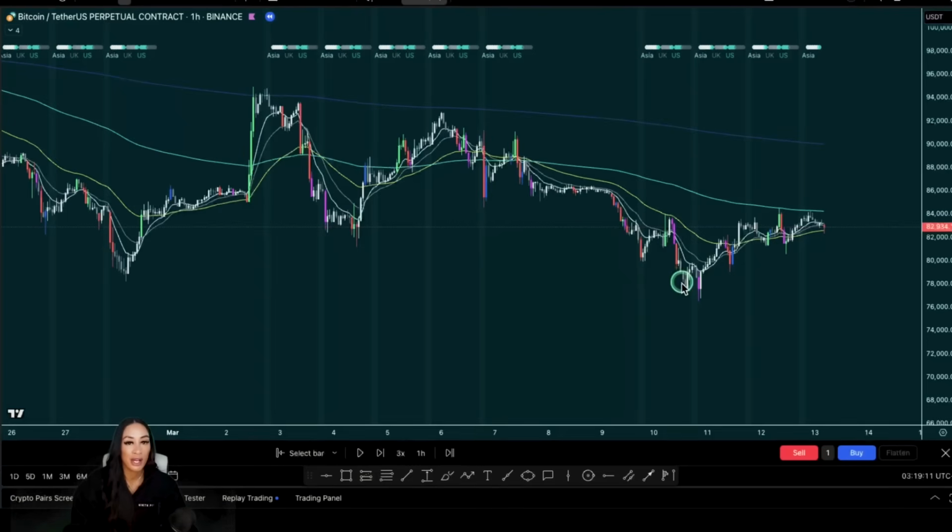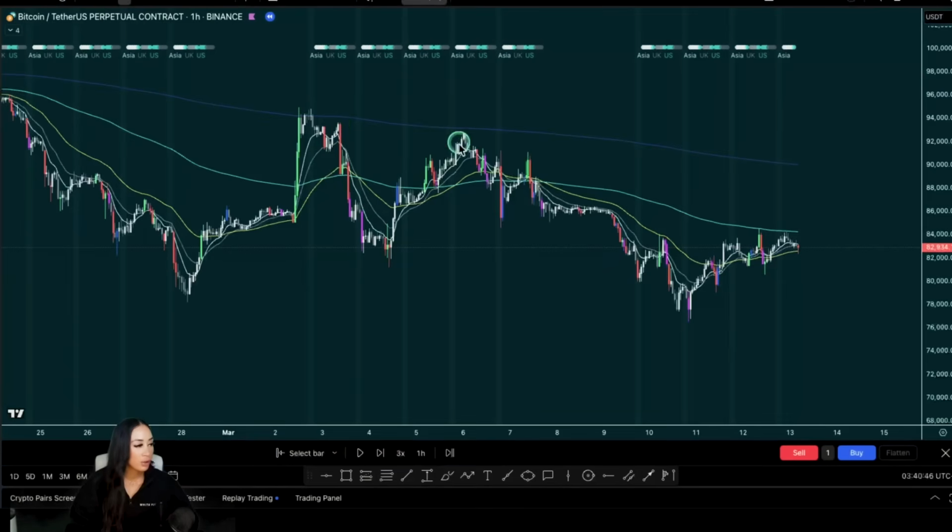Now I'm going to use the 1 hour time frame to get our overall direction, and then I'm going to use the 15-minute time frame for our entries. So currently I can see that we have lower low, lower high, lower low, lower high, lower low. So clearly we are in a downtrend.